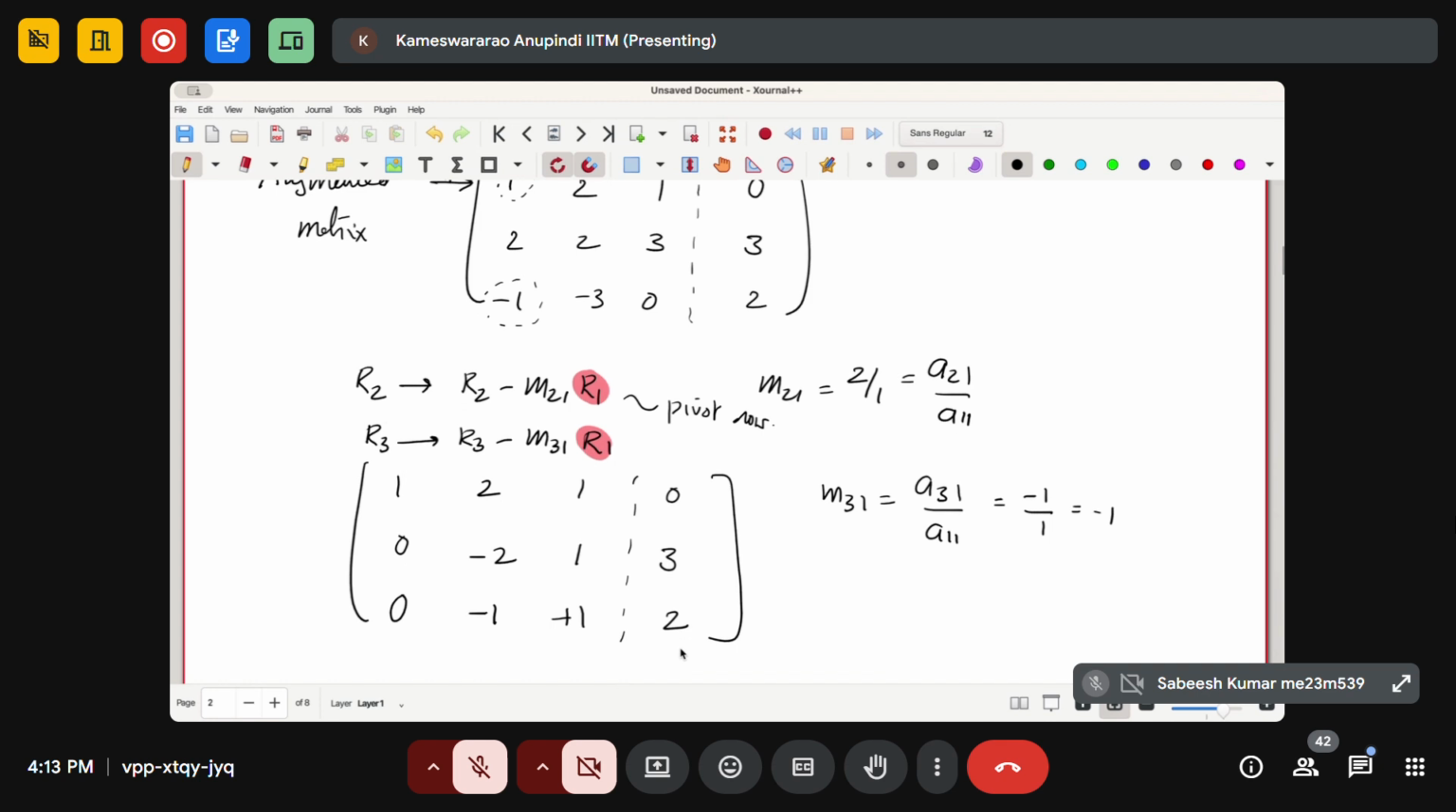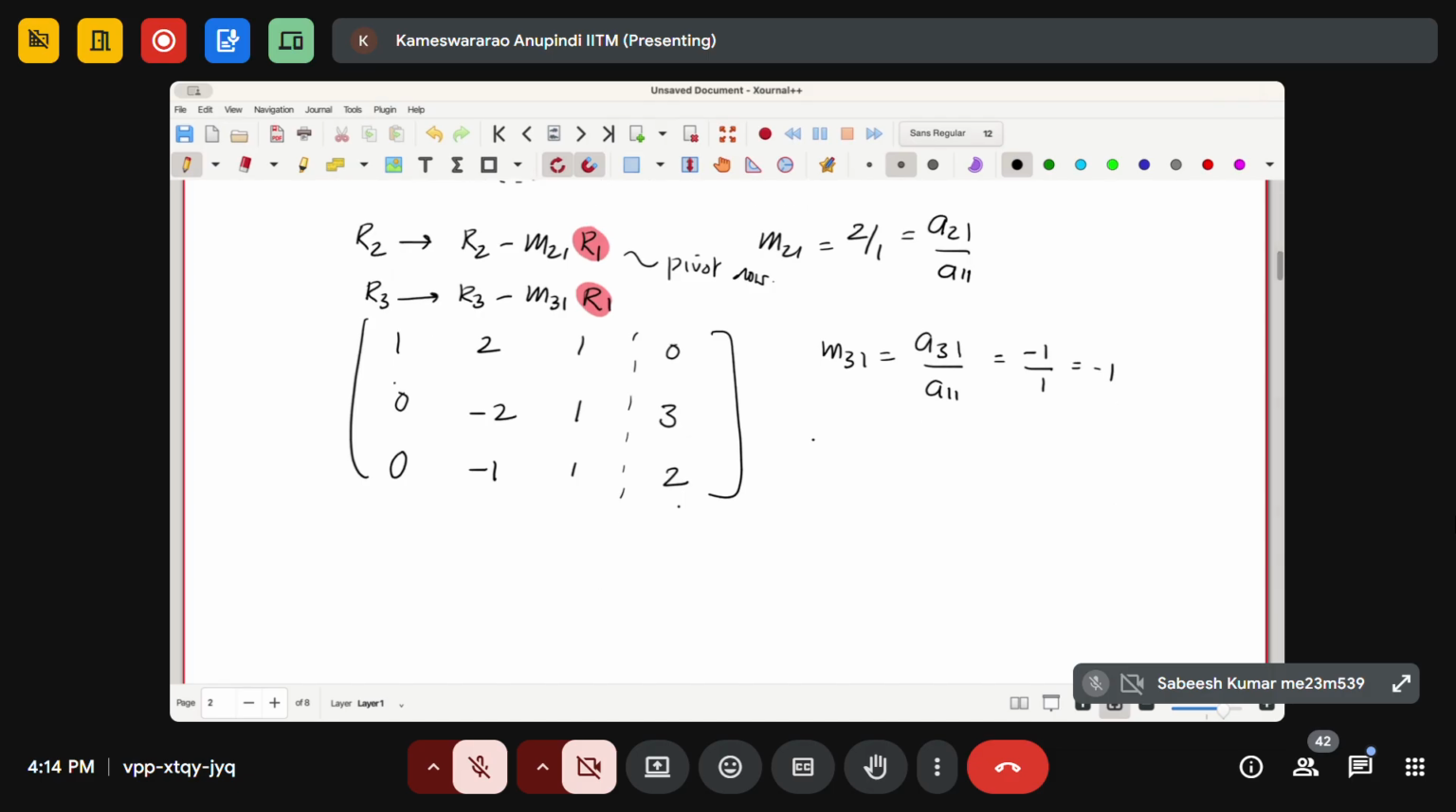Okay, is this correct? Is everybody able to follow what I'm trying to do here? Yes, sir. Okay, fine, good. Any mistakes? If I make any mistakes, please let me know, okay, so that I can correct them right away. Okay, fine.